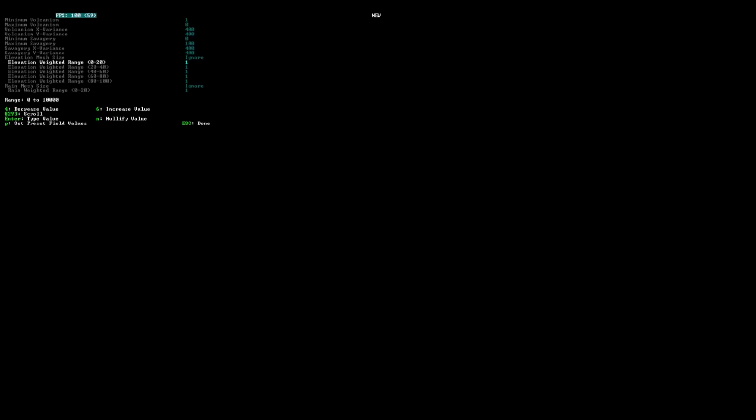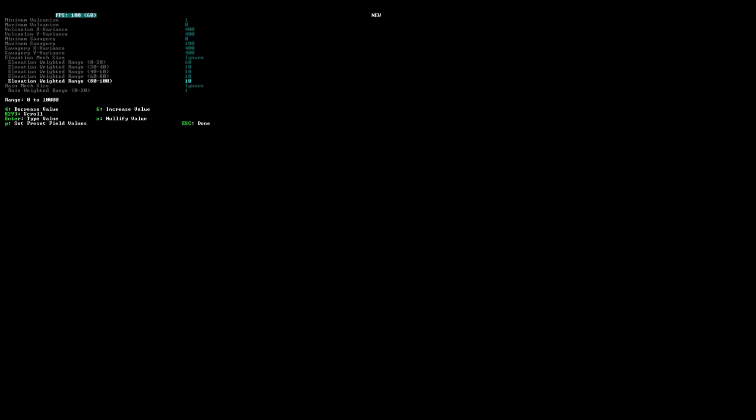Alright, for example, if the elevation weighted range parameters that we have here were set to, starting with the 0 to 20, 60, let's say we did this, 60, 10, 10, 10, and 10.